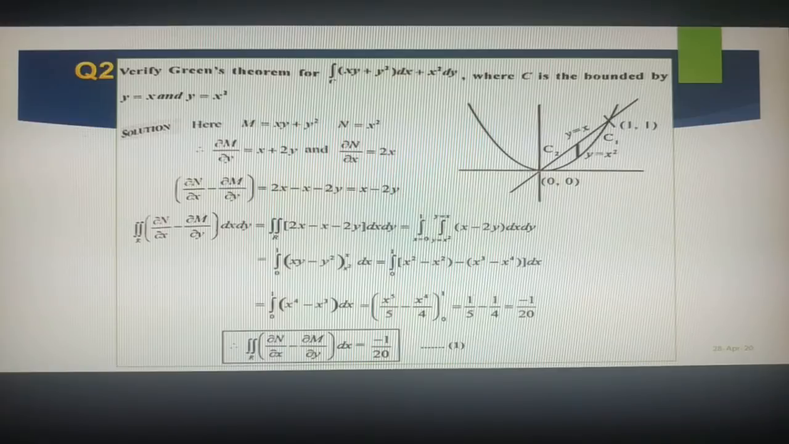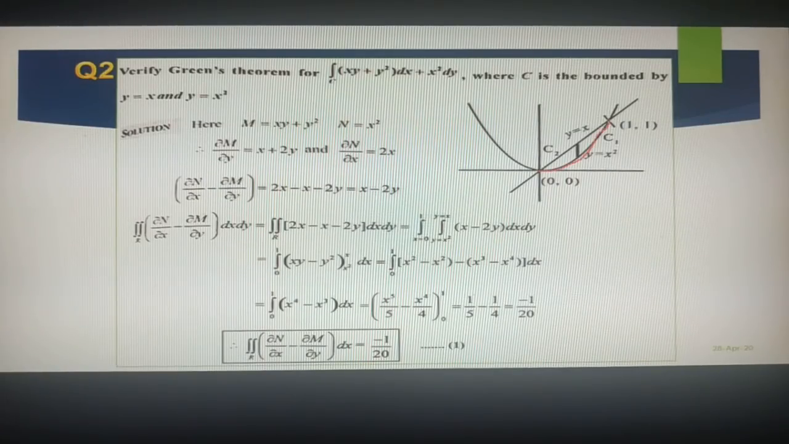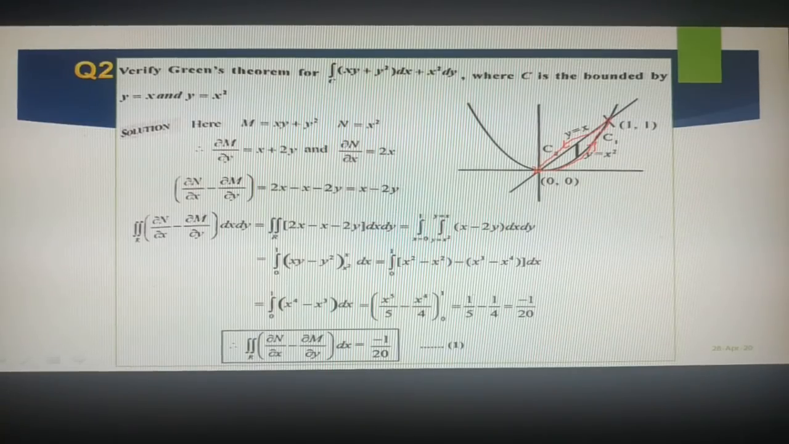What I am trying to find is this whole region in this orientation. This is your counterclockwise direction. Again I have to come back from there to here, isn't it? So this is called the counterclockwise direction. So C1 is your parabola and C2 is your line y is equal to x.